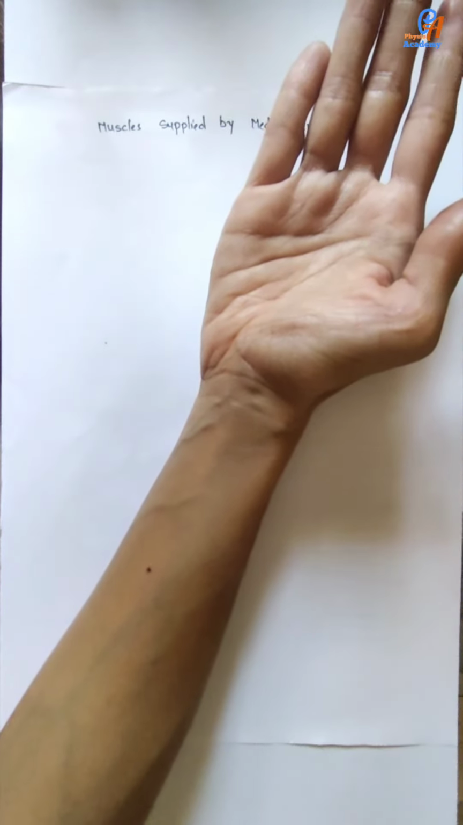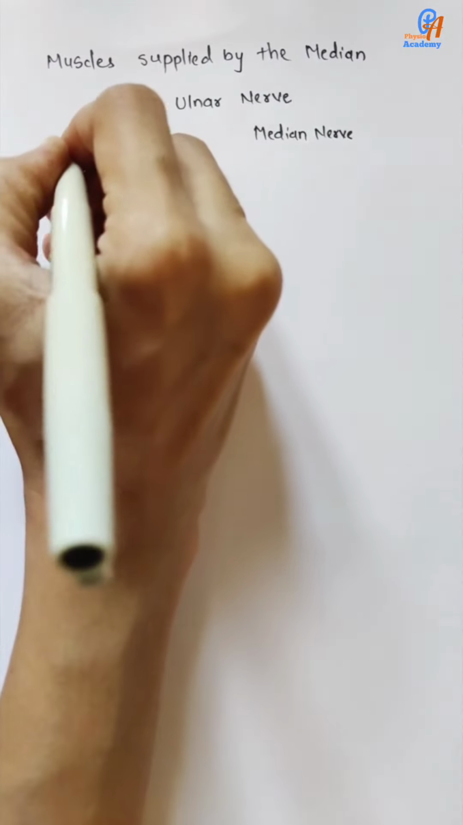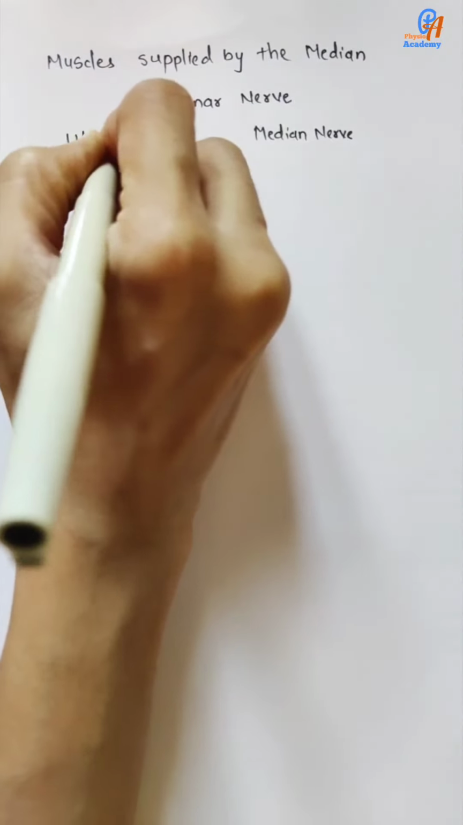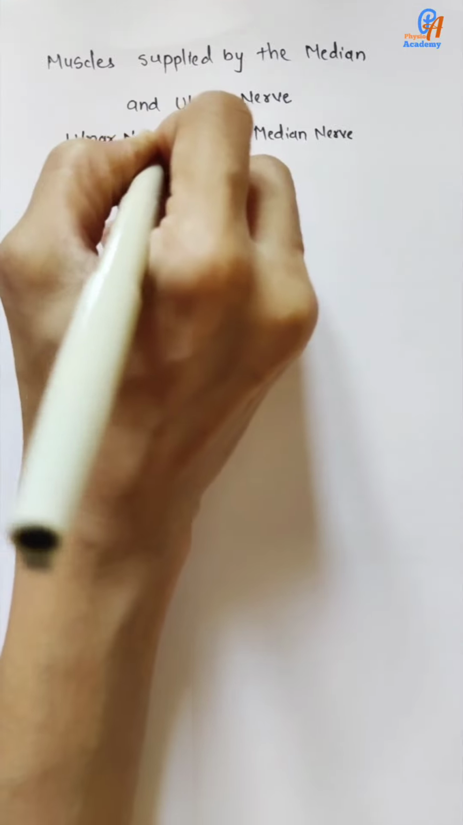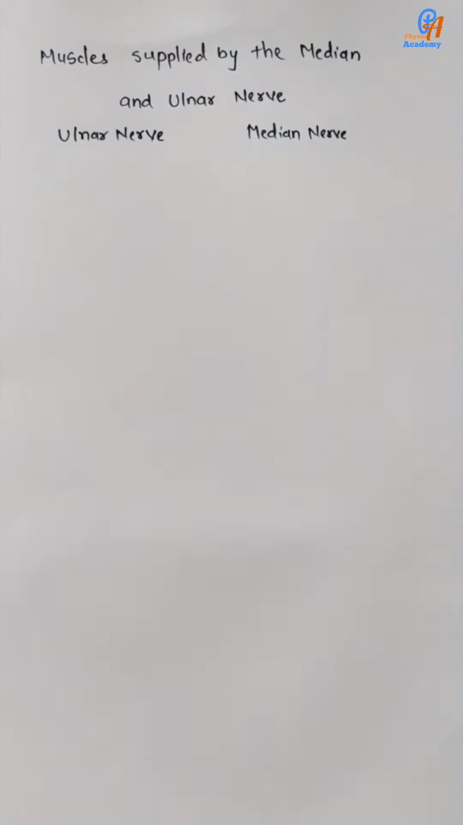This is my right hand. Write down the muscles supplied by the median nerve. Write down the muscles supplied by the ulnar nerve. Okay, discuss the muscles supplied by the median and ulnar nerve.